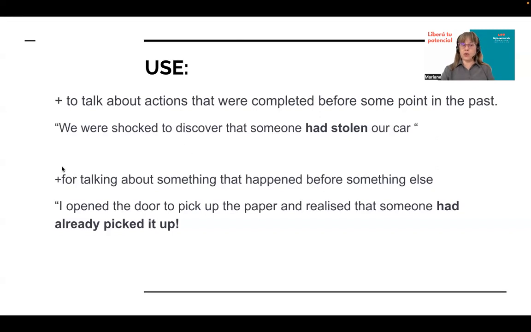Then another use is for talking about something that happened before something else. This is very similar. I opened the door to pick up the paper and realized that someone had already picked it up. I mean, this action happened before my other actions. So in a sequence of time, we are enumerating different times. These two examples are very similar. They're only slightly different.